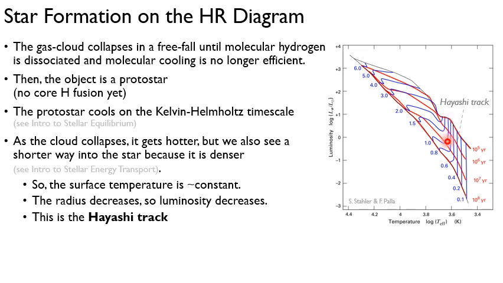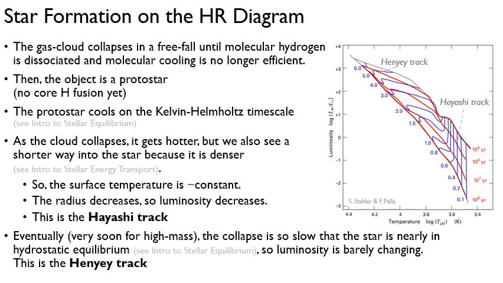Now, what's relevant for more massive stars, especially as you get later into the collapse, is that the collapse is extremely slow. And so your protostar is almost in hydrostatic equilibrium. Right? The outward pressure is almost balancing the inward force of gravity. And so that means your luminosity is just barely changing. And so instead, as this star collapses, it's basically just moving horizontally. So it's heating up, but the surface luminosity is barely changing, and this is known as a Henyey track.